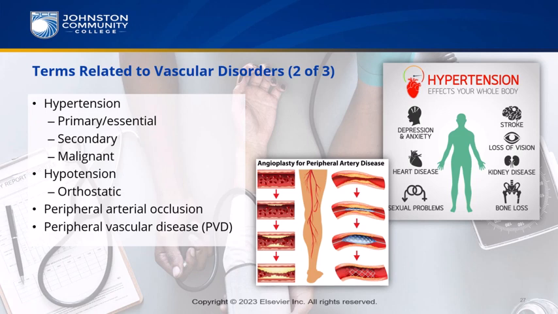Then we have peripheral arterial occlusion. Occluso means blockage, and then ION is our process of. This is the blockage of blood flow to the extremities. Acute or chronic conditions may be present, but patients with both types of conditions are likely to have underlying atherosclerosis. Then finally we have peripheral vascular disease, which we know as PVD. It is any vascular disorder limited to the extremities. It may affect not only the arteries and veins, but also the lymphatics.